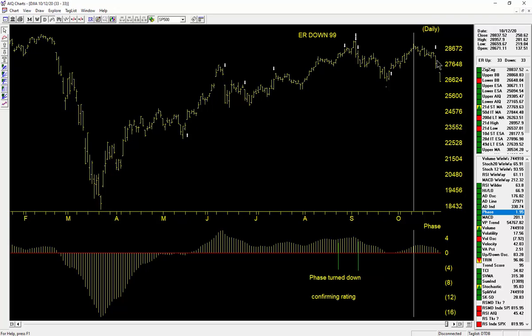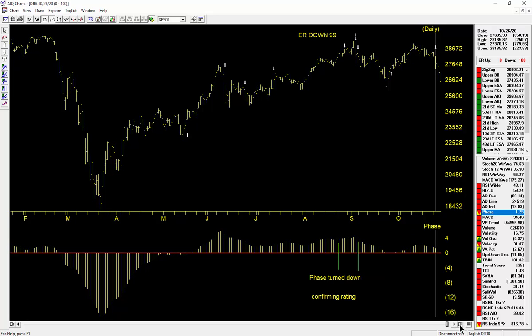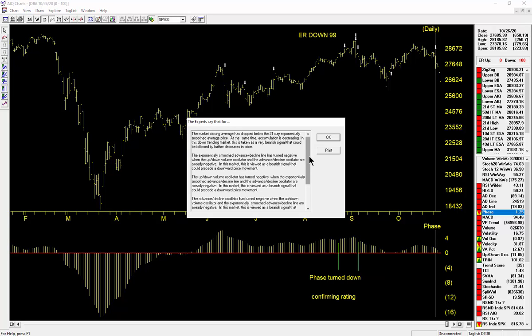There was this period where things were moving sideways, no expert ratings fired during that period, and then we had this big strong day on 10/26 when the Dow closed down strongly. In this case, it was 0-100. There are quite a few heavy rules that have fired. The market closing price dropped below the 21-day EMA, and that's a bearish signal.